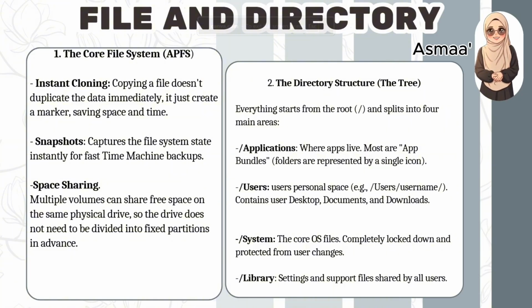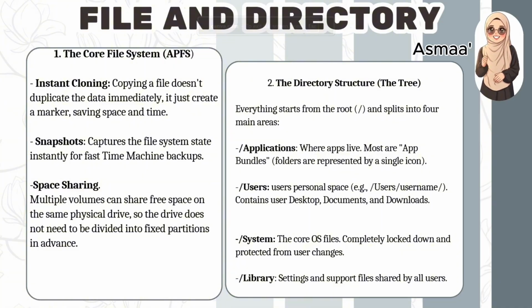First, instant cloning. Copying a file doesn't duplicate the data immediately. It just creates a marker, saving space and time. Second, snapshots. They capture the file system state instantly for fast Time Machine backups. And third, space sharing. Multiple volumes can share free space on the same physical drive, so the drive does not need to be divided into fixed partitions in advance.